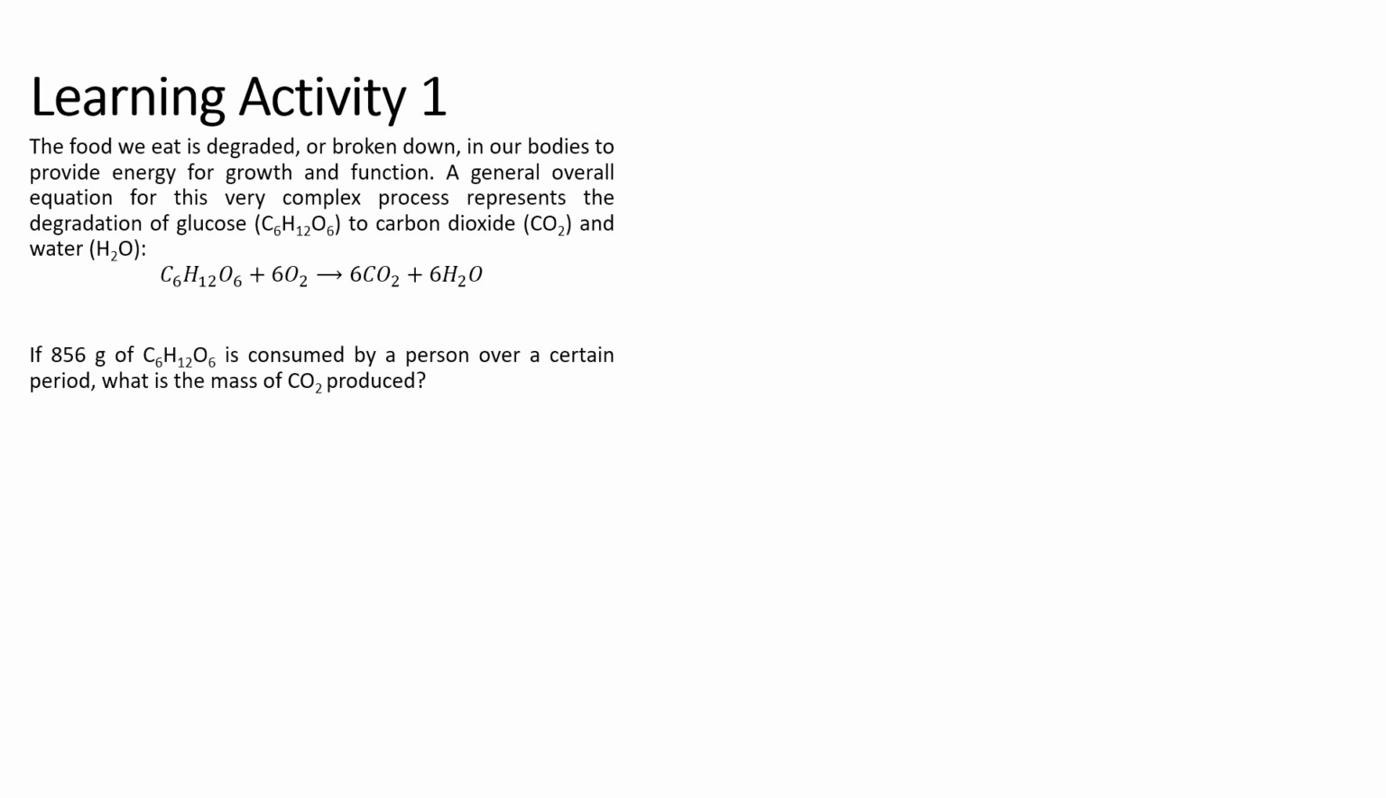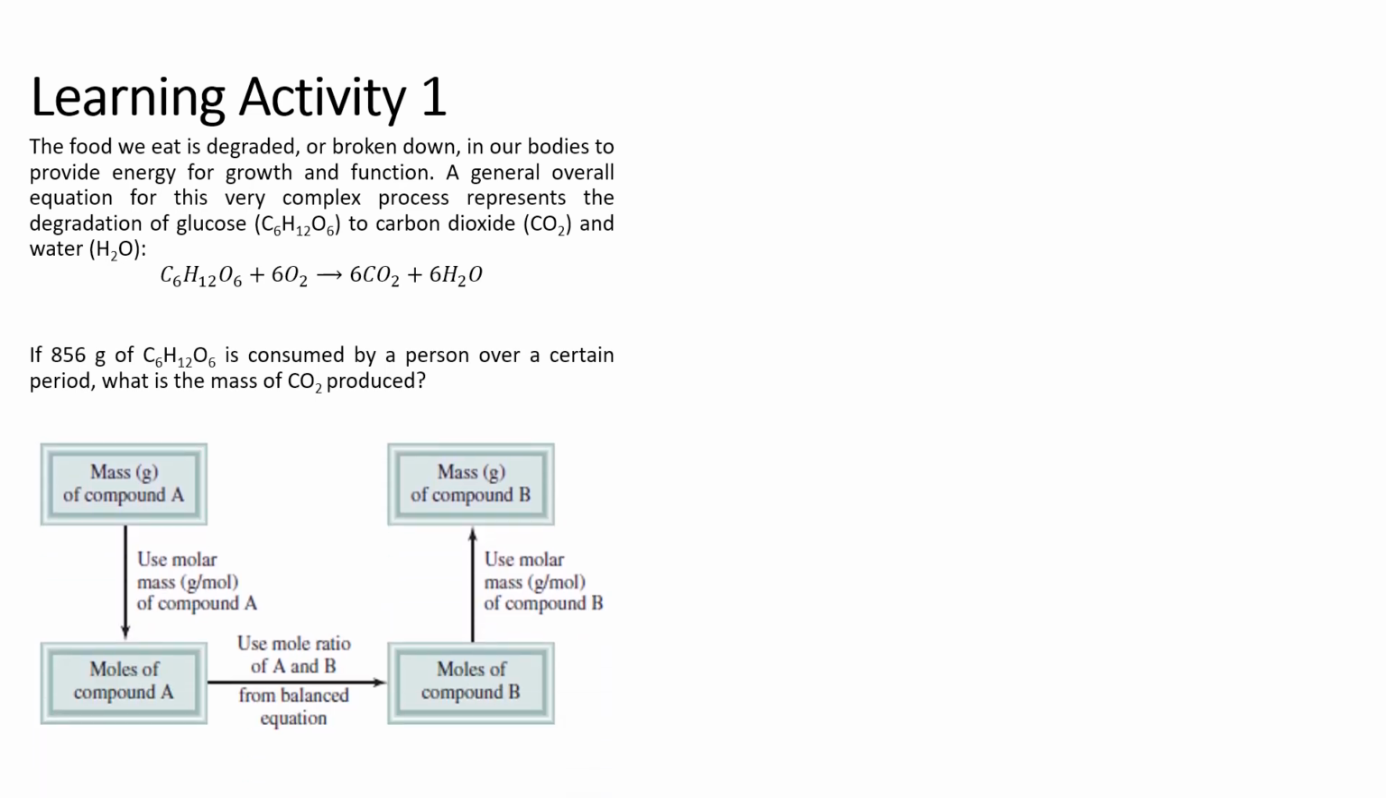Okay, kapag kumain ang tao ng 856 grams of glucose, ilan daw ang mass ng carbon dioxide na ma-produce? So we have here our diagram, the flow of how we're going to solve this. Okay? So given tayo ng mass ng compound A, okay, that is 856 grams of C6H12O6. Okay? We use the molar mass to convert it into moles.